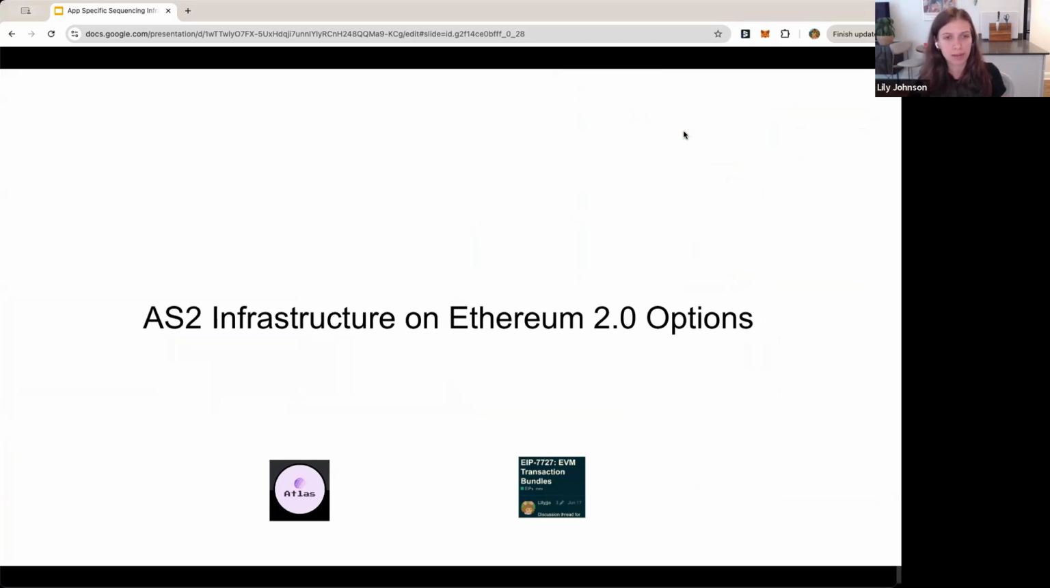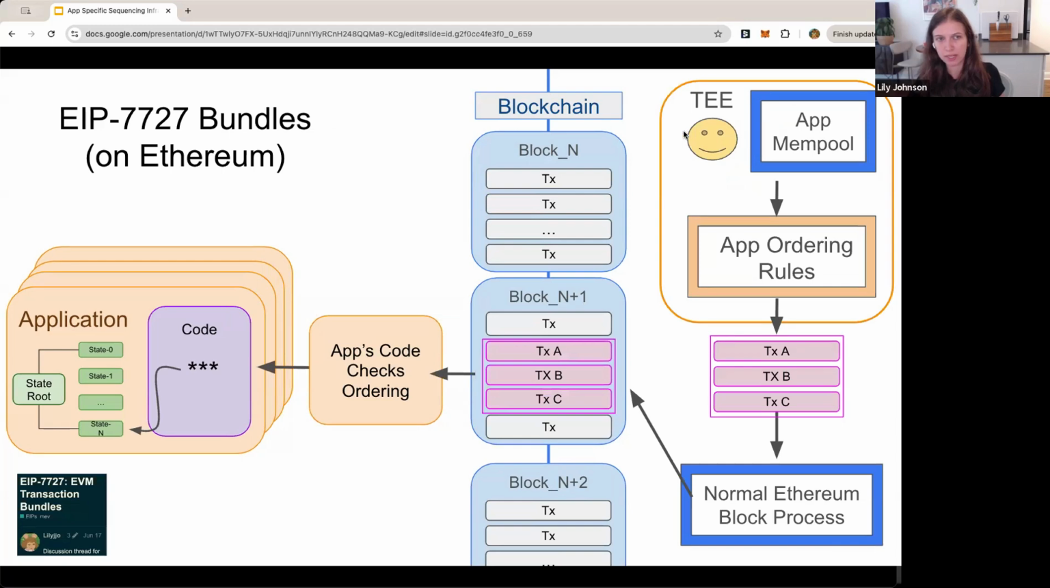The other infrastructure I want to talk about for Ethereum 2.0 is something that I've been working on for a while. It's actually EIP 7727, which enables application-specific bundles on Ethereum. I used to play around with builder-specific bundles. I just want to show you all this framework as a comparison to the account abstraction solver framework.